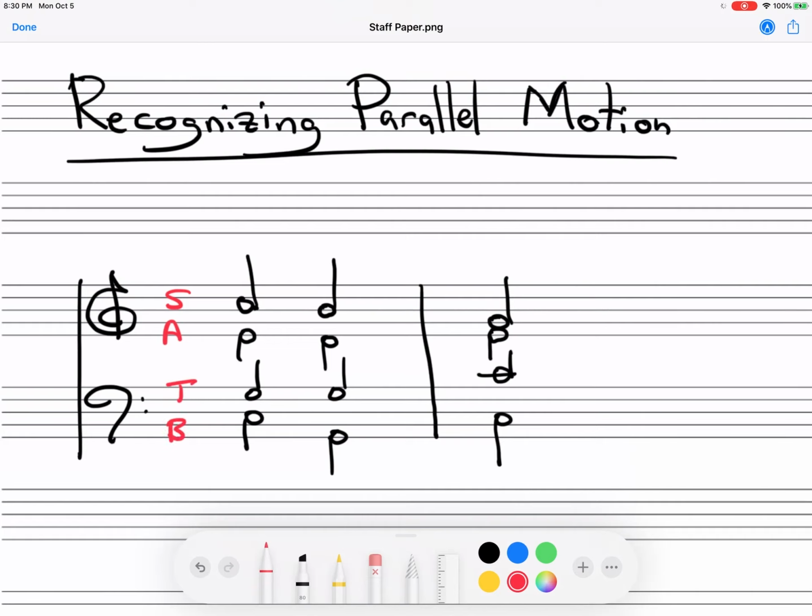So this is what we would call four-part writing: soprano, alto in the treble clef, and tenor and bass in the bass clef. The stems indicate what voice you're looking at. So for the sopranos, the stems are up, altos stem down, tenors stem up, and bass stem down.